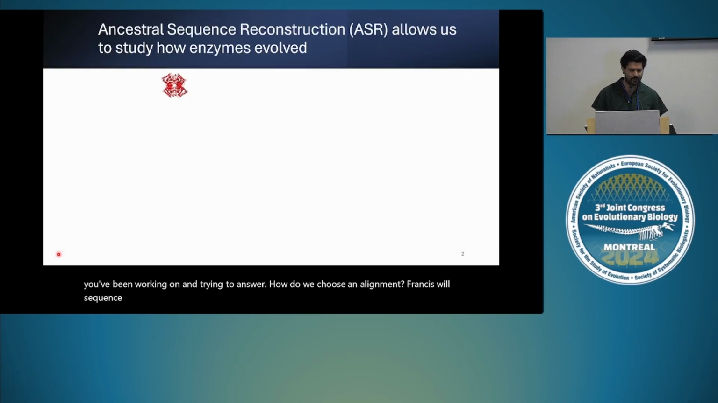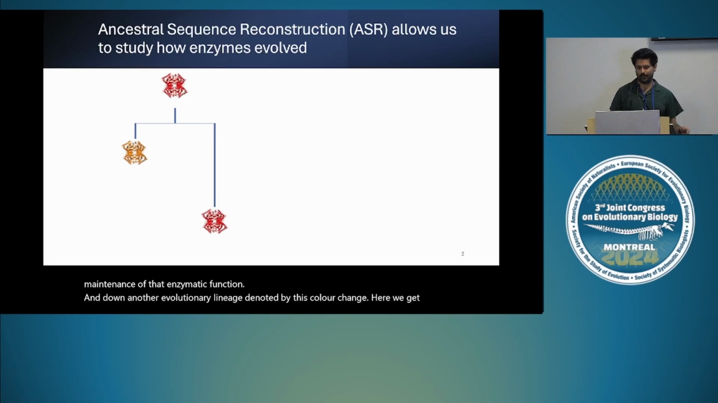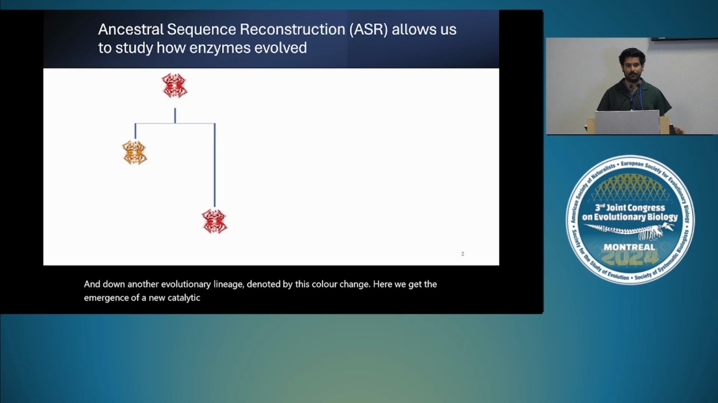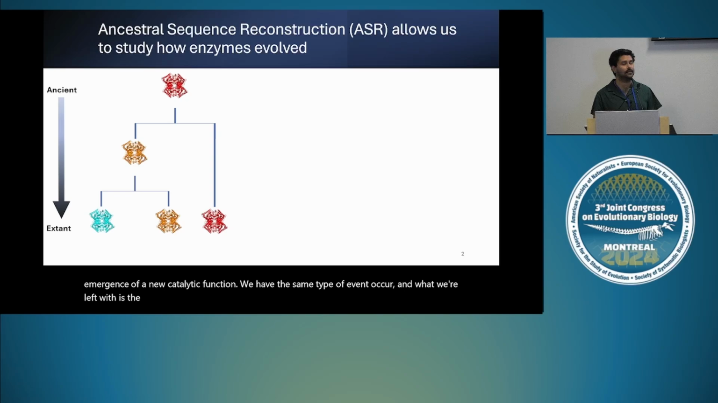And so we can imagine that there's an ancestral enzyme with some catalytic function. A gene duplication event occurs, and down one evolutionary lineage, we get the maintenance of that enzymatic function, and down another evolutionary lineage, denoted by this color change here, we get the emergence of a new catalytic function. We're gonna have the same type of event occur, and what we're left with is the modern homologous enzymes, each with a unique catalytic function.